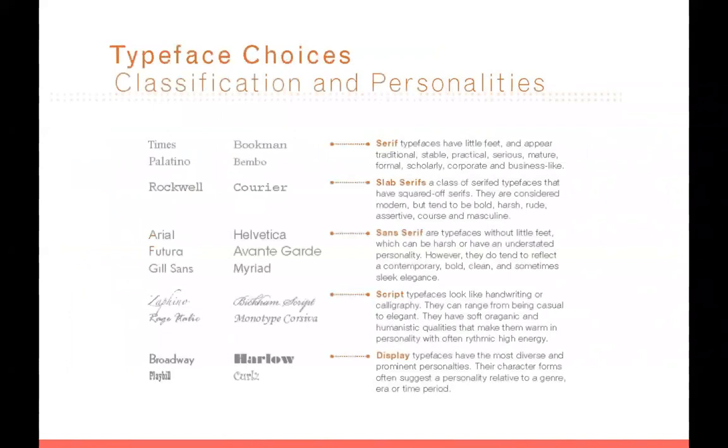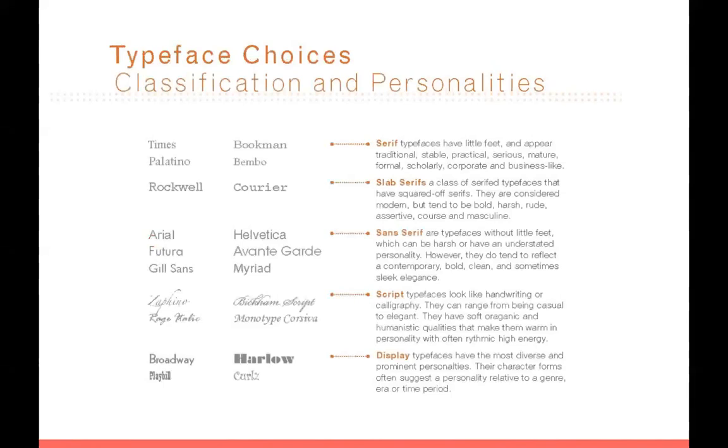So let's talk about typeface choices, classifications, and personalities. So we have our serifs, our slab serifs, our sans serifs, our script, and our display. So serif typefaces have those little feet at the bottom. Some good examples are Times, Palatino, Bookman, Bembo, Garamond, Utopia, Baskerville. Those are all serif fonts. They appear traditional, stable, practical, serious, mature, formal, scholarly, corporate, and businesslike.